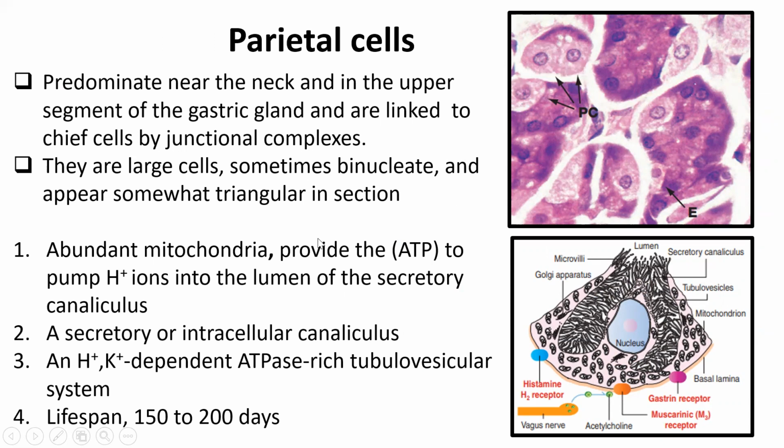They have abundant mitochondria, which provide the ATP to pump the protons, the hydrogen ions, into the lumen of the secretory granules. You have secretory or intracellular canaliculi for the secretions here. You can see that in electron microscopy or in illustrations like this one. There is a hydrogen potassium ATPase-rich tubulovesicular system which kicks these ions out. The lifespan is long compared to the mucus cells, 150 to 200 days. So most of the time, the stem cells will be replacing mucus cells, not parietal cells.